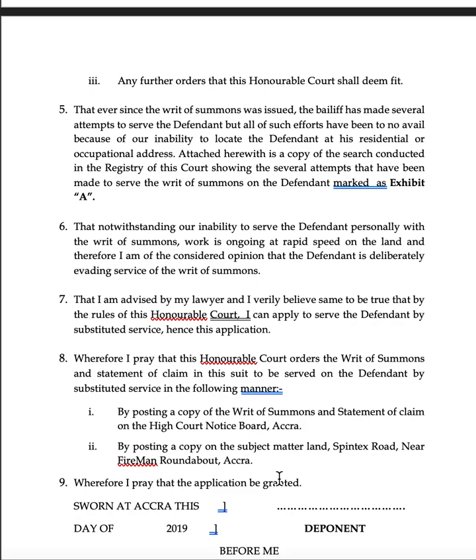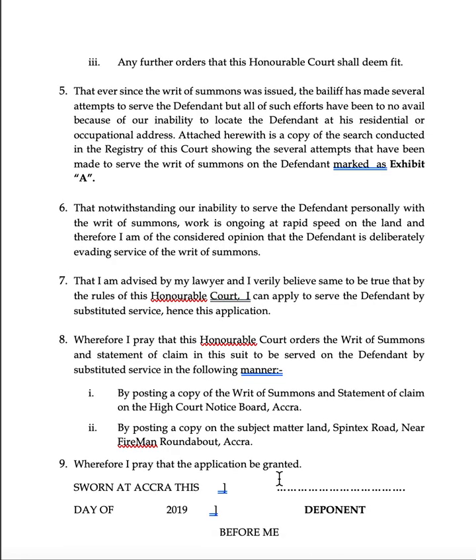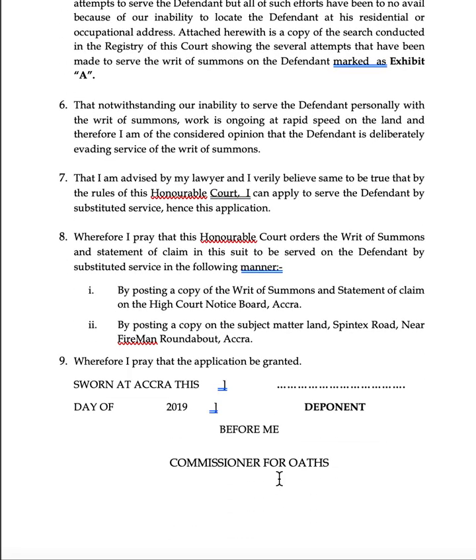Then paragraph 6 is telling you that while you are trying to serve him, work is ongoing, meaning that any attempt to waste more time will result in undue delay. It may compromise the whole case. That's why paragraph 6 is important. Now that you put those two factual bases over there, what do you add? That I'm advised, I'm a lawyer, and I verily believe same to be true.